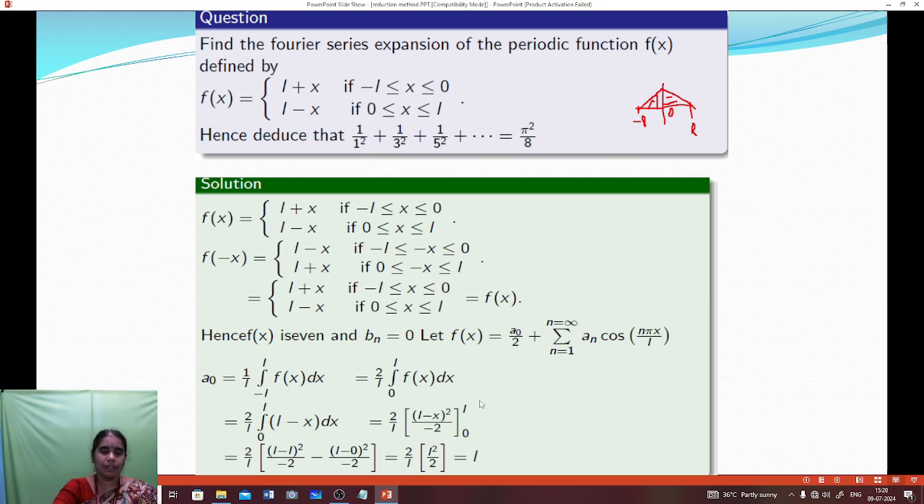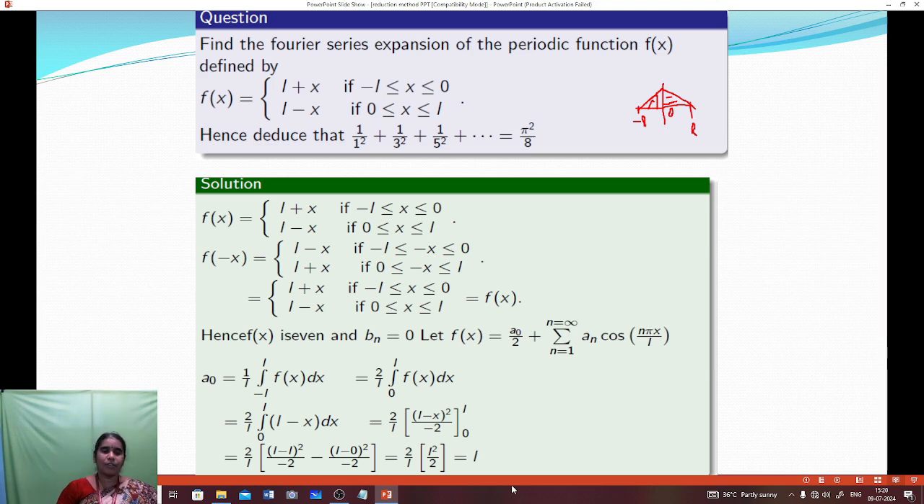So 2 by L, on integrating L minus x, here power 1. So x power n, on integrating, gives x power n plus 1 by n plus 1. On integrating this, we get L minus x the whole power 2 by 2 into minus 1, which is nothing but minus 2. On substituting upper limit minus lower limit, we get an answer as L square by 2. On cancelling, we find the value of a naught is equal to L.